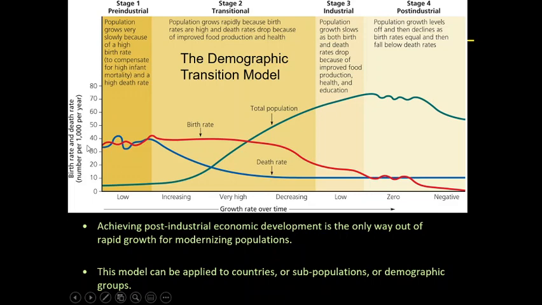And what we see in this graph is that it's divided up into 4 different quadrants. There's the pre-industrial stage of a population, the transitional stage of a population, the industrial phase of a population, and the post-industrial phase. And what social scientists have seen as you look at different countries around the world as they've gone through economic development is that they tend to go through this pattern here.